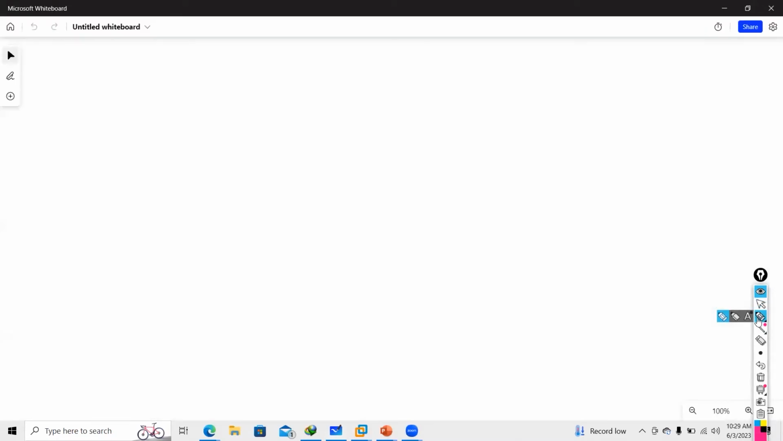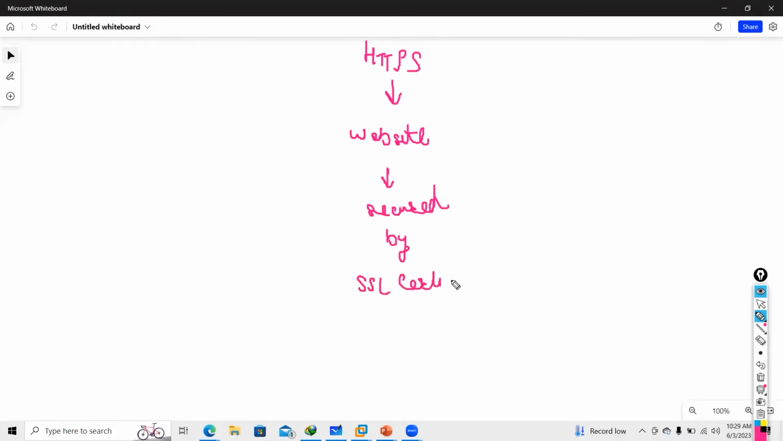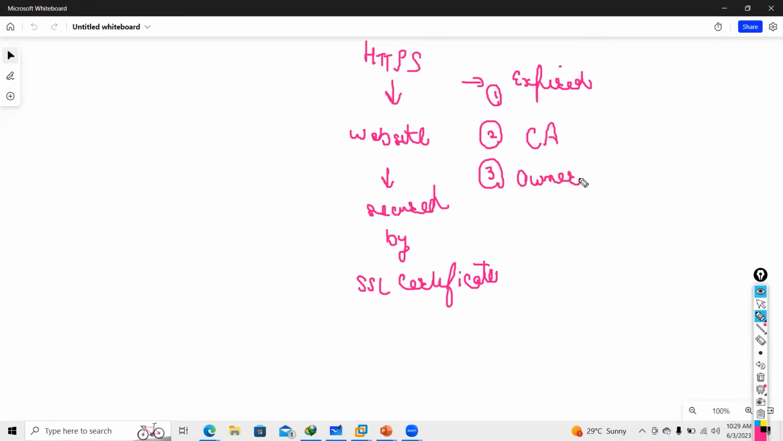HTTPS we have seen. HTTPS means you want your website to be secured by an S. What does HTTPS mean in simple language? You want your website to be secured by an SSL certificate. That is the simple meaning of SSL or HTTPS. Plus, you want to see whether your certificate has expired. That is the first thing you need to see. Second thing, whether this certificate is issued by a certificate authority and who is the owner of the certificate. All these details you will see by the lock symbol.